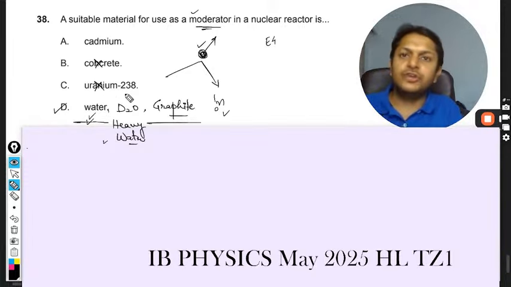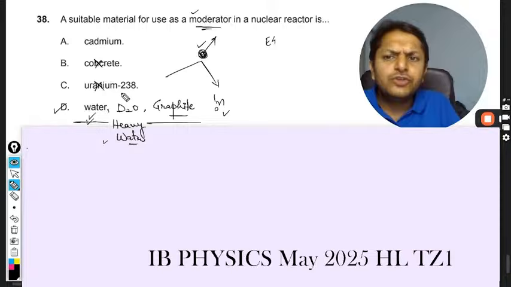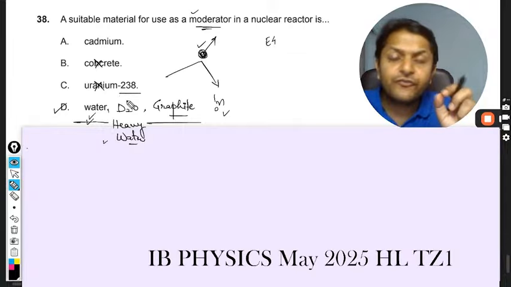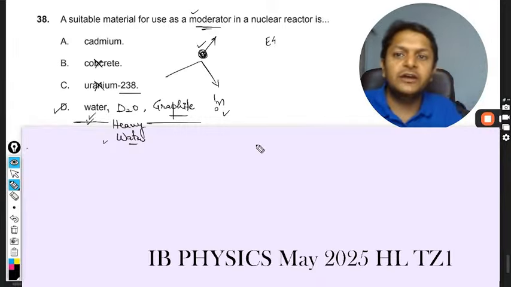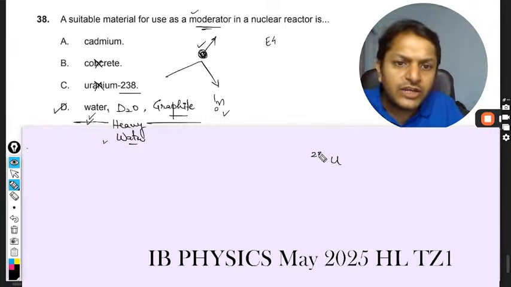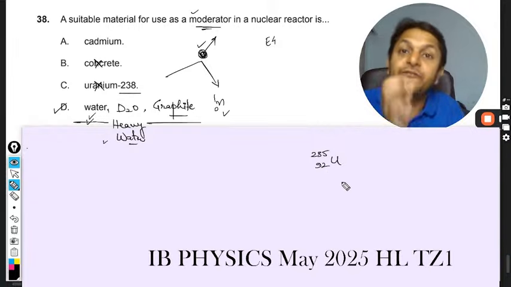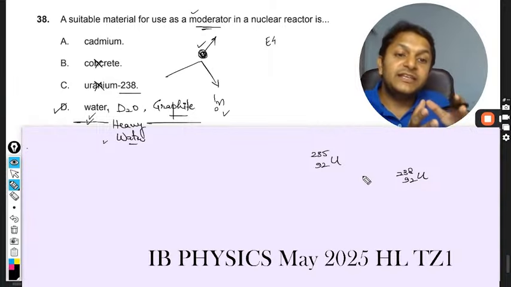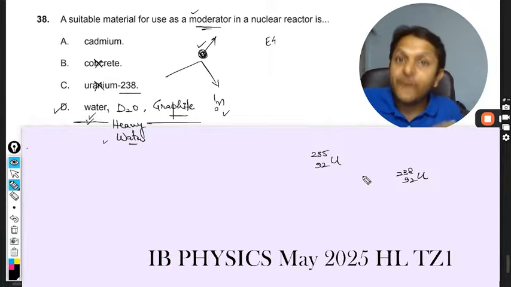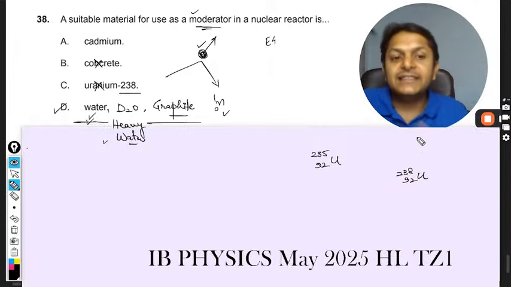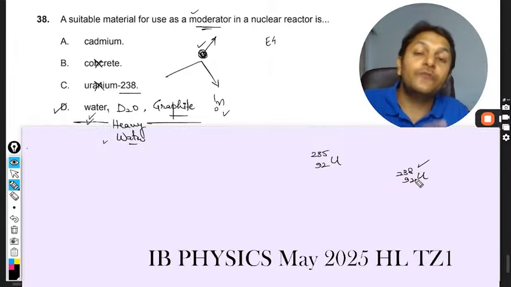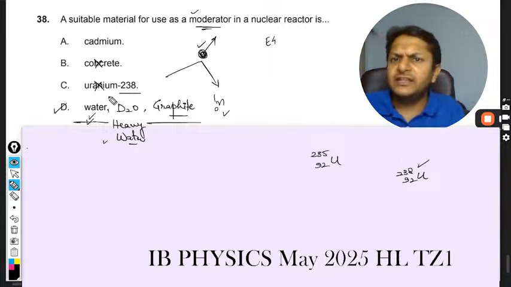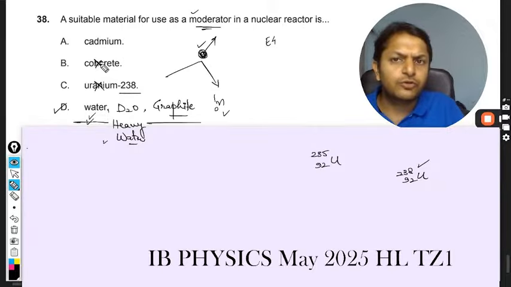Uranium cannot be used. Uranium itself is a fuel, but uranium 238 is naturally occurring uranium, which is different from uranium 235, which is nuclear grade. So you are using uranium 235 as the nuclear fuel. Uranium 238 is the raw uranium that you find on Earth, and this is radioactive, but it is not good for nuclear fission. So there is no purpose of using uranium 238 there. Even this is out of option. Concrete is out of option.